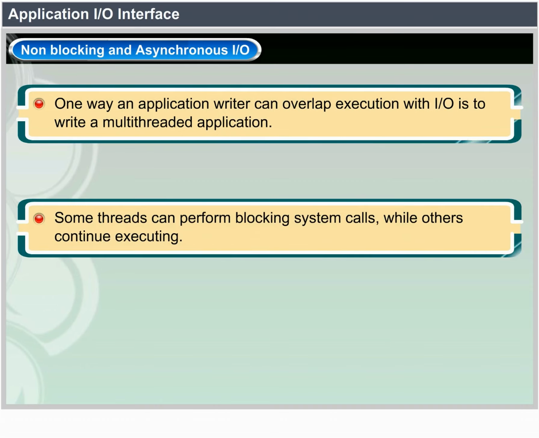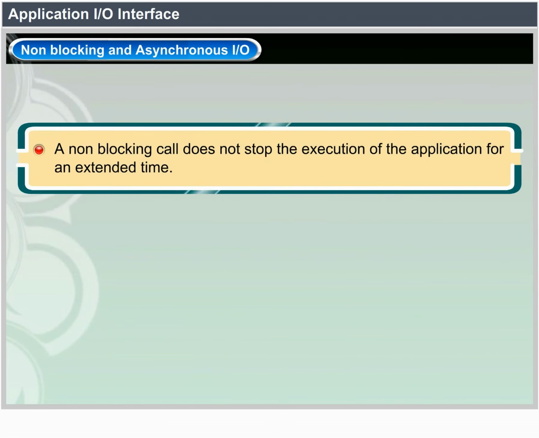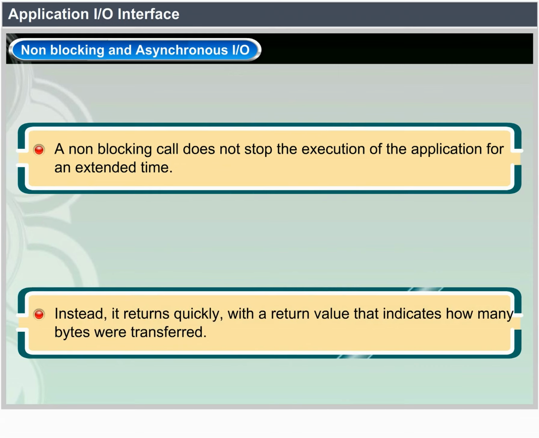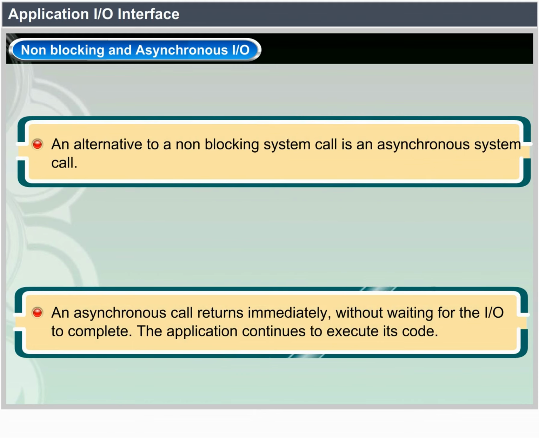Some threads can perform blocking system calls while others continue executing. Some operating systems provide non-blocking input-output system calls. A non-blocking call does not halt the execution of the application for an extended time. Instead, it returns quickly with a return value that indicates how many bytes were transferred. An alternative to a non-blocking system call is an asynchronous system call. An asynchronous call returns immediately without waiting for the input-output to complete. The application continues to execute its code.